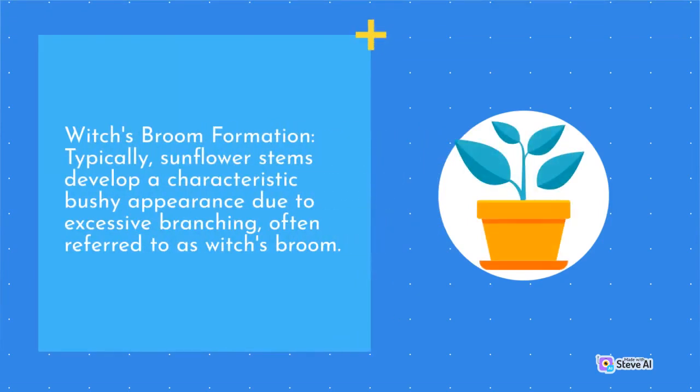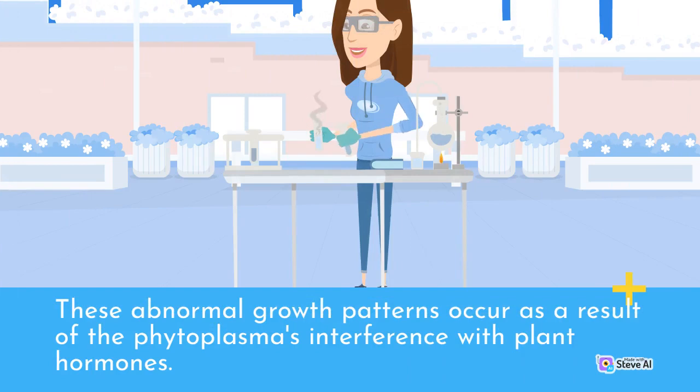Witch's broom formation. Typically, sunflower stems develop a characteristic bushy appearance due to excessive branching, often referred to as witch's broom. These abnormal growth patterns occur as a result of the phytoplasma's interference with plant hormones.